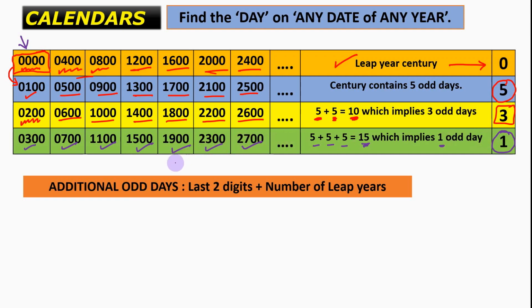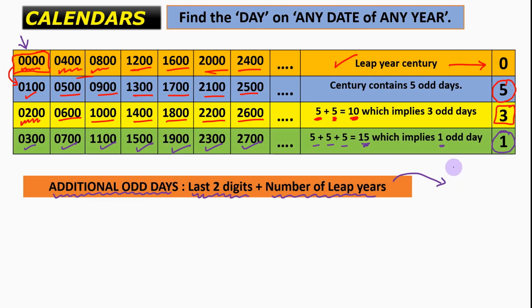Also, we will have to consider the last 2 digits of the year. So the last 2 digits will contain additional odd days and they will be calculated by the formula: last 2 digits plus number of leap years. Now the number of leap years can be calculated from the last two digits.